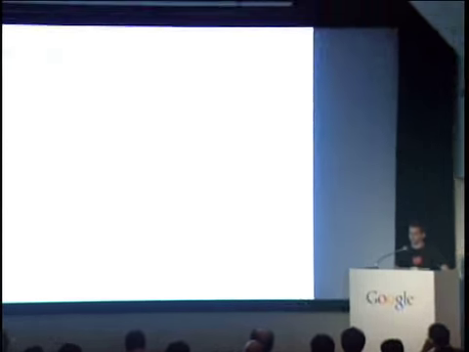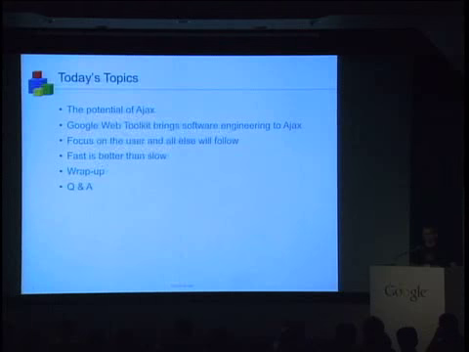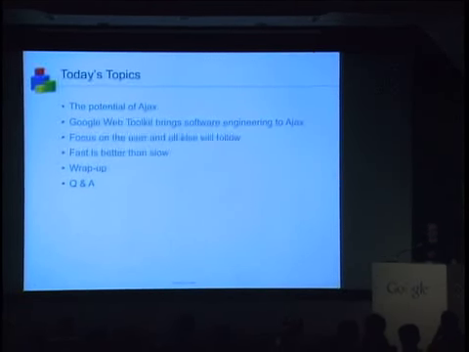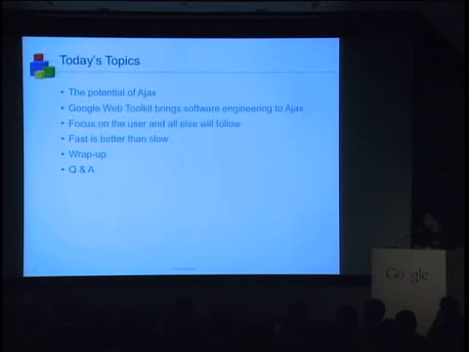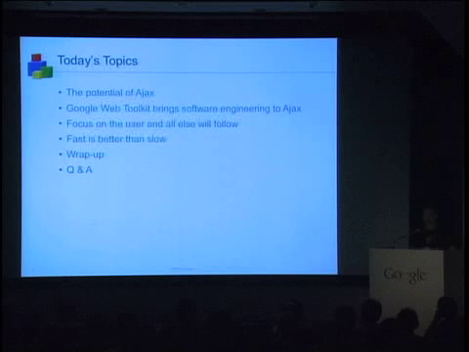Today's topics. First, I'll start with talking about AJAX and what the potential of AJAX is. Then I'll talk about how Google Web Toolkit brings software engineering to AJAX. Our approach on focusing on the user and all else will follow. We believe that fast is better than slow. And then we'll have a wrap-up, talk about the various pieces of Google Web Toolkit, followed by questions and answers.